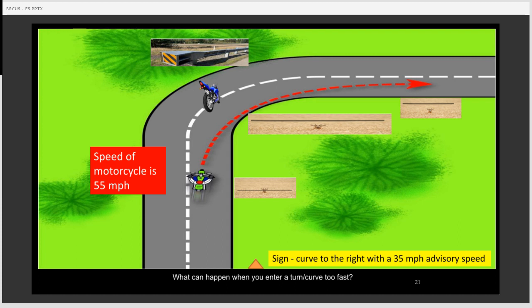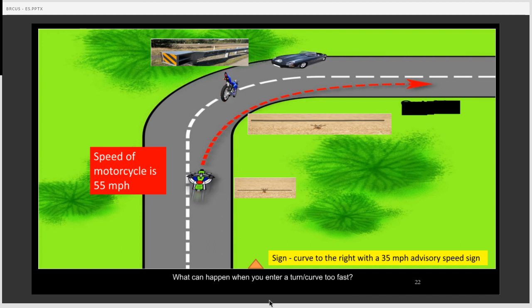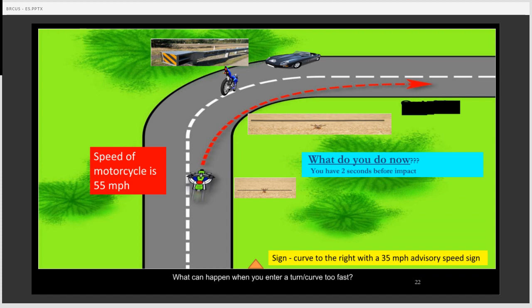Let's make this scenario a little bit more interesting. Let's add another hazard to it. So now we have Joe Rocket in the oncoming lane doing 55 miles per hour, and an oncoming Maserati is doing 35. So Joe's got 2 seconds to impact. What can Joe do here to avoid the crash? Think about it. What can he do?